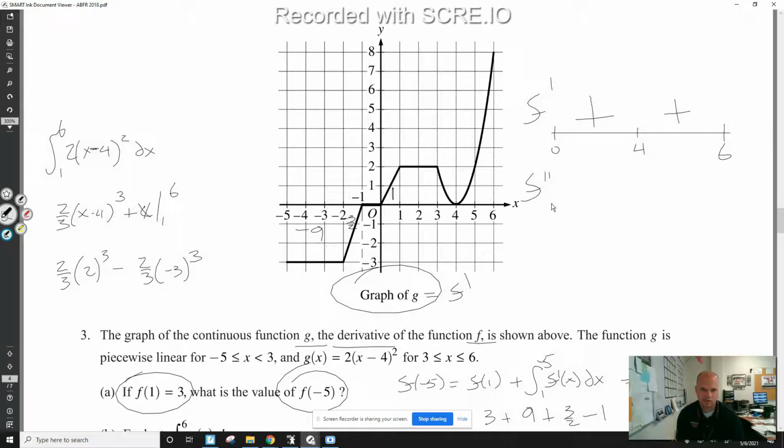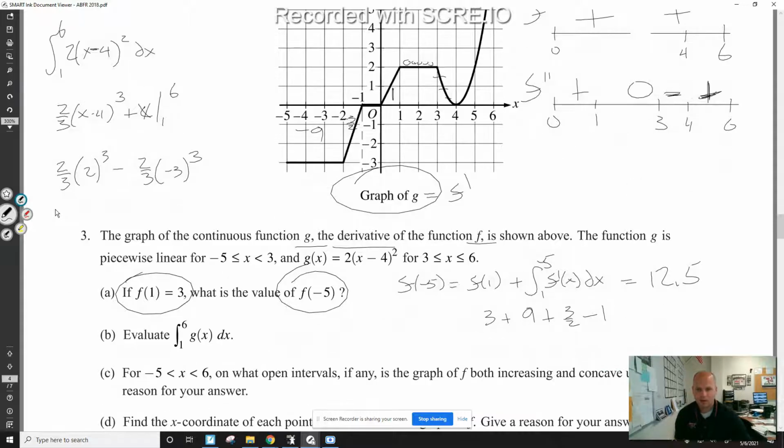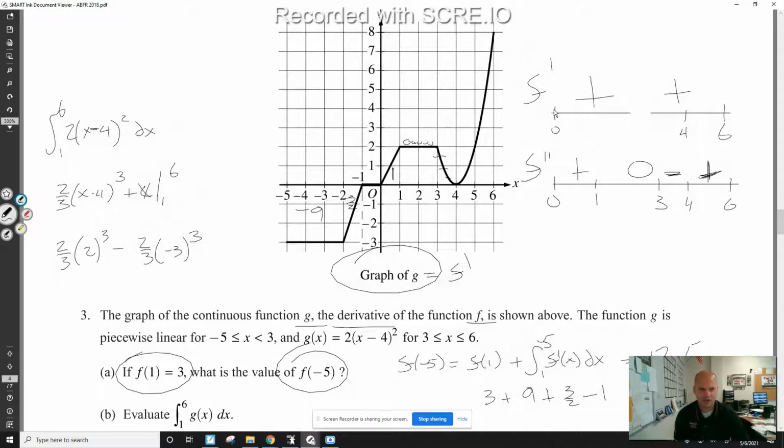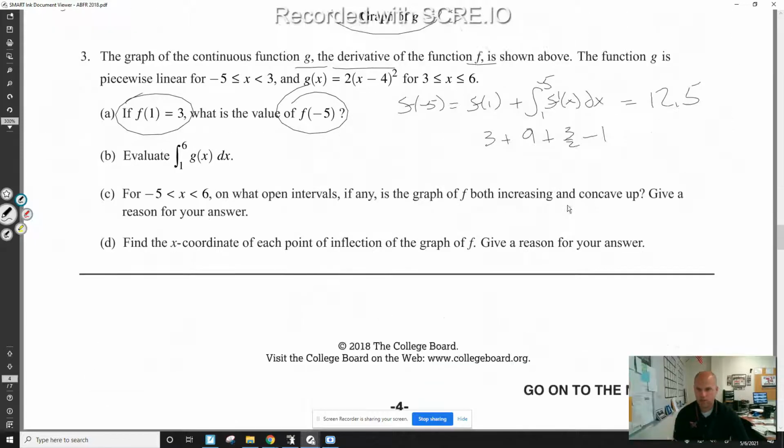When are we concave up? That's when our second derivative is positive. So starting at 0, let's go to 6. I'm positive until 1. These slopes are all 0 until 3. Negative from 3 to 4, my number lines are all screwed up. Negative from 3 to 4, and then positive after 4. So, increasing and concave up, 0 to 1, 4 to 6. Okay, great. 0 to 1, 4 to 6.